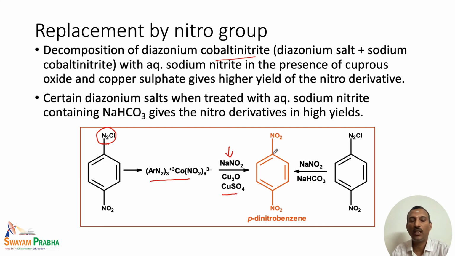So we can get a higher yield of this particular compound, and similarly we can also convert a diazonium salt to the nitro derivative by treatment with sodium nitrate and sodium bicarbonate. This reaction also gives a high yield of the nitro derivative. So these are a couple of methods by which a nitro group can be introduced into the aromatic system.